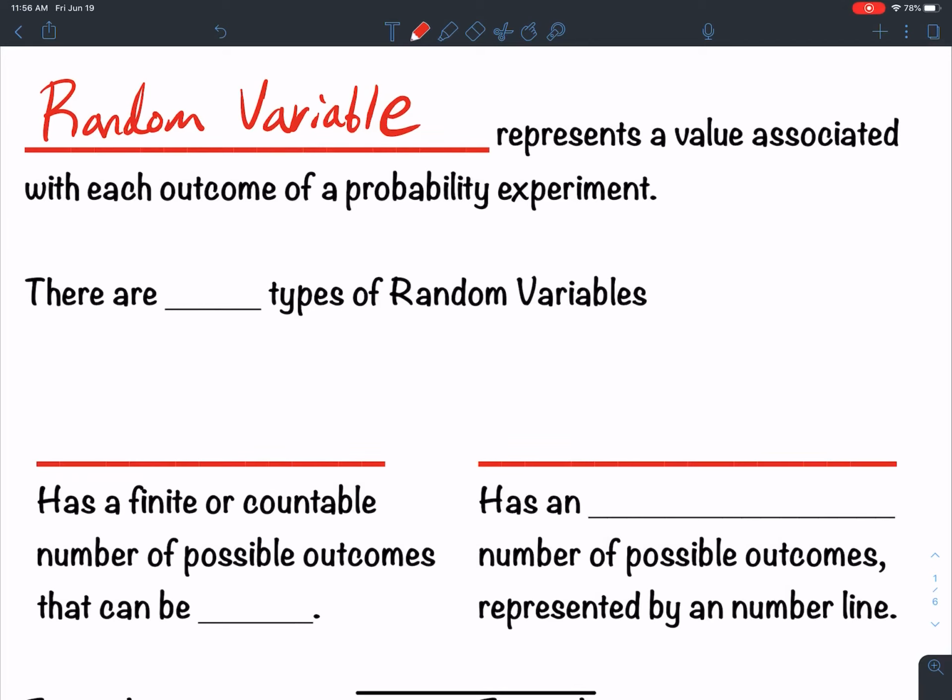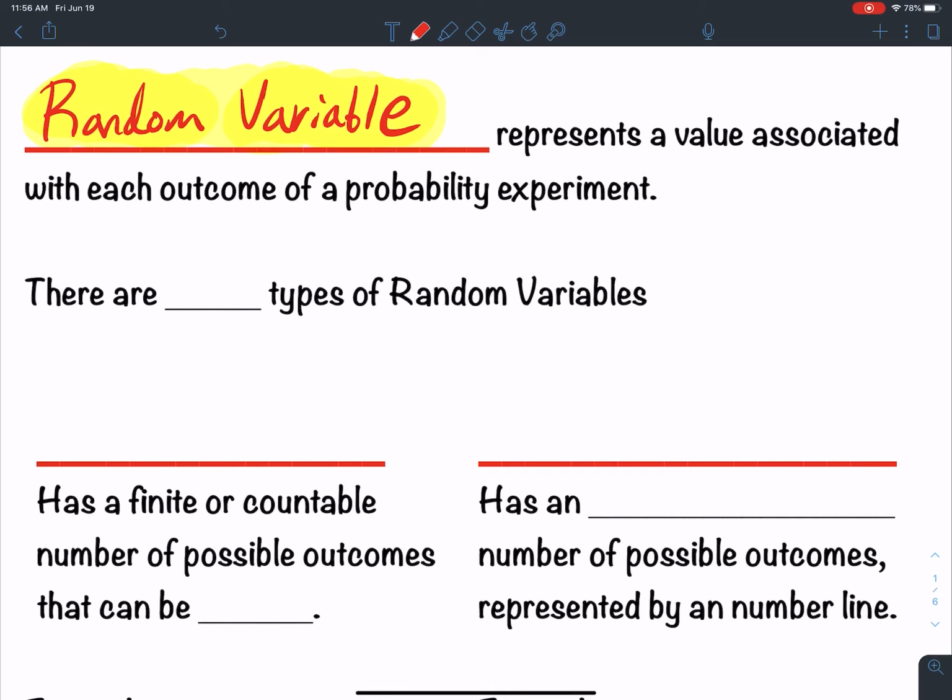So here we're going to talk about random variables. Random variables represent a value associated with each outcome of a probability experiment. Okay? So random variable might be the worst named definition ever because it's not random and it's not even a variable. Okay? It's a function which assigns numerical values to the outcomes in the sample space.